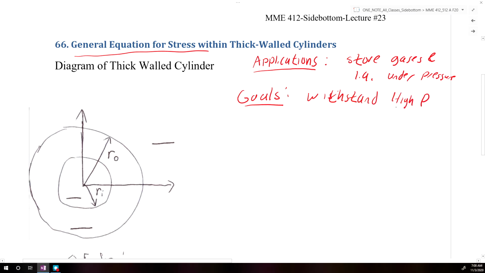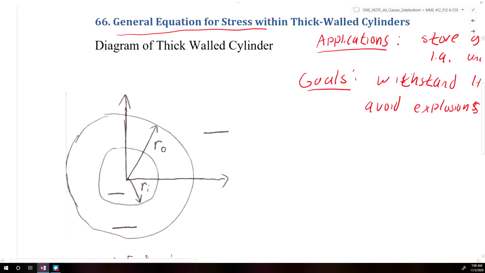Typically that high pressure is internal, and they obviously want to avoid catastrophic failure or explosions. So we want these systems to function and avoid explosions that could damage and hurt other people.